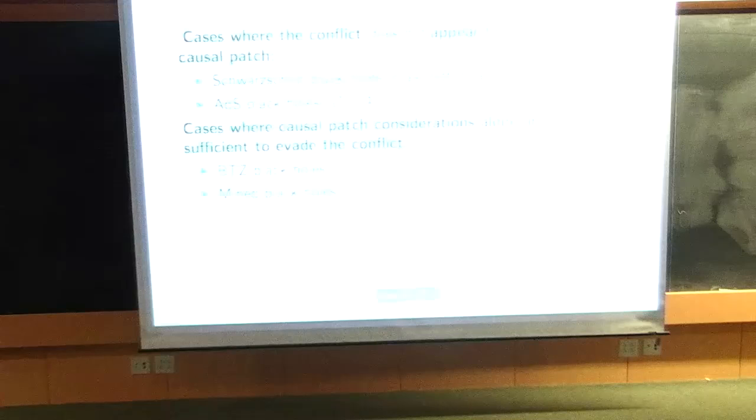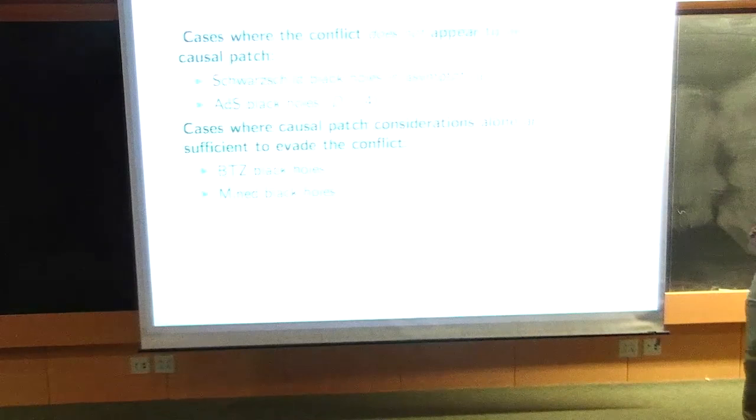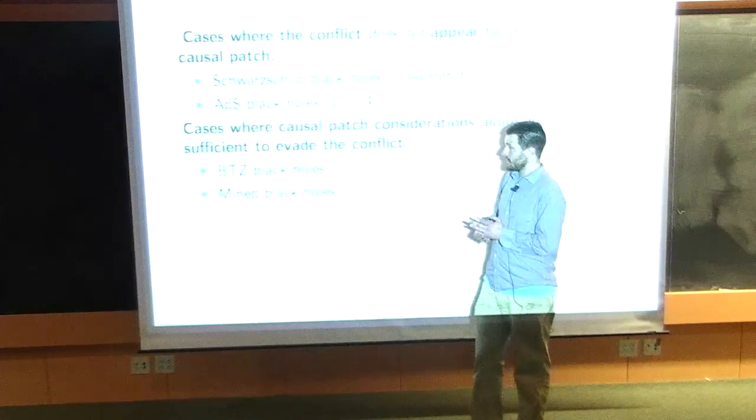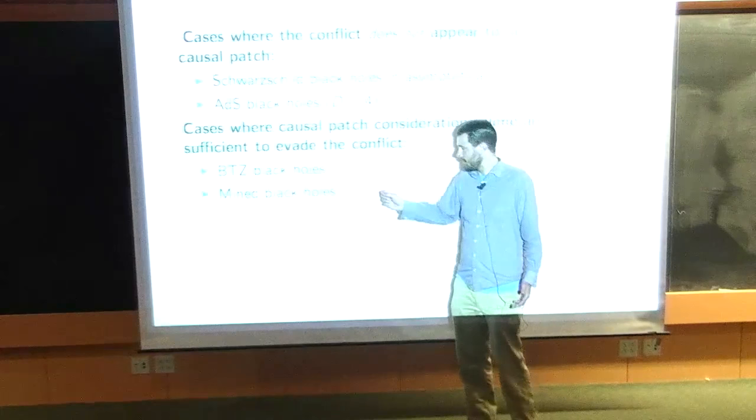And then finally, this is just kind of a list of situations where the causal patch seems to save you from a sharp version of the conflict in cases where it seems like you would need something else. So the two main cases where it seems clear that you would need some other escape, or where you would seem to need some effective field theory violation, are three-dimensional AdS black holes and mined black holes.